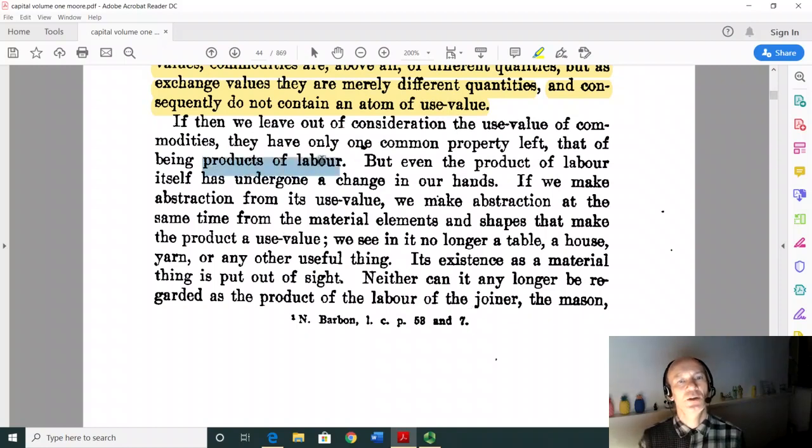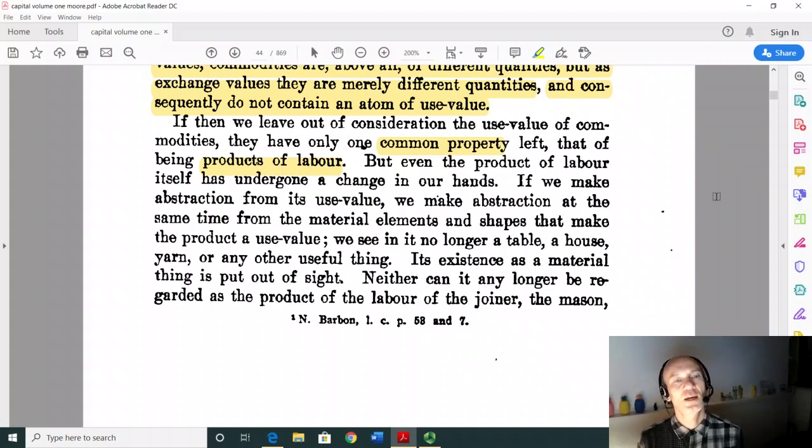So, and here is now the early statement, or the first kind of conclusion from this argument. If then we leave out of consideration the use value of commodities, they have only one common property left, and that is that they are all products of labor. That is the only common something, this third thing, that allows us to equate and to compare and to measure different commodities with each other or against each other. They're products of labor.